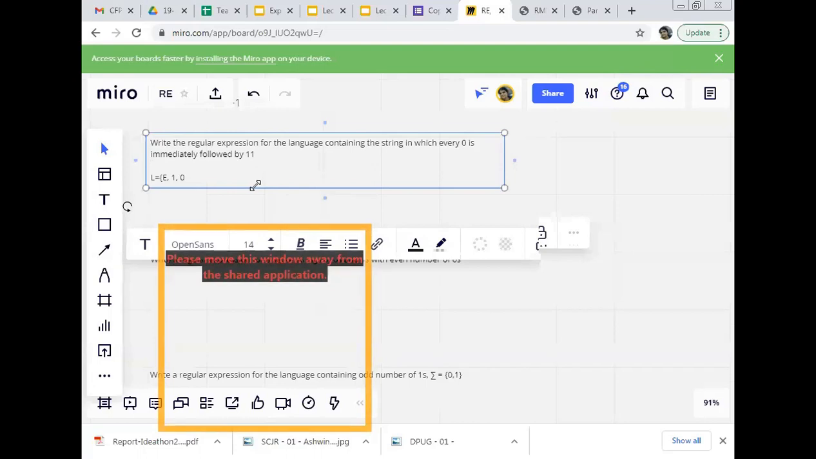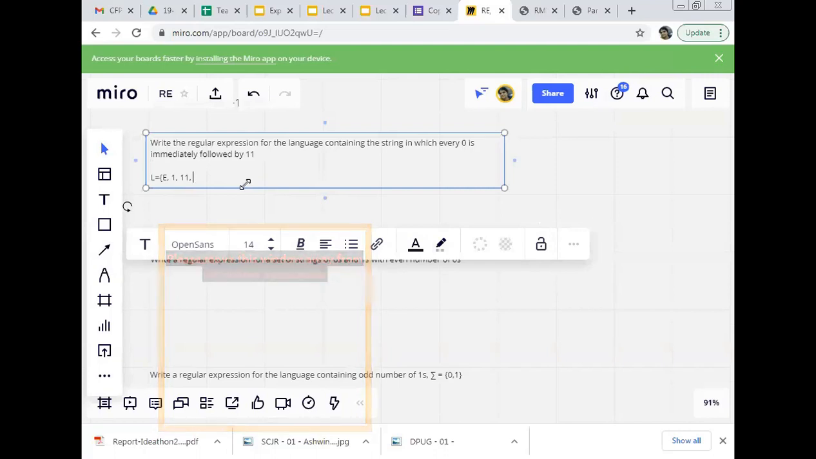Can I have a zero? Students, in this example, can I have a zero? No, we cannot have zero. Okay, double length. What should be the double length string in this? It is 11. Any other two length? No, we cannot have zero, right? If I have a zero, it should be followed by 11. So just 11.